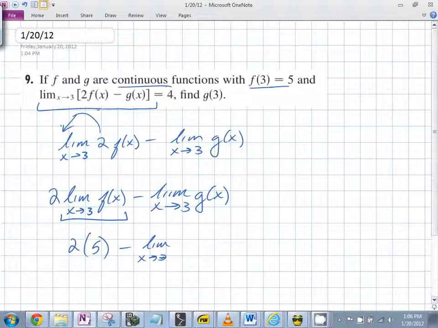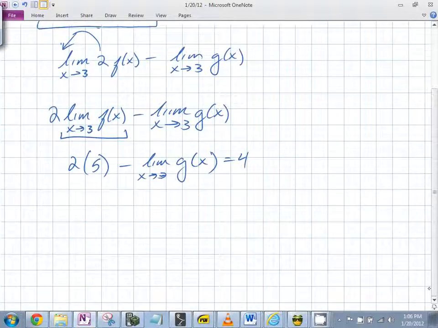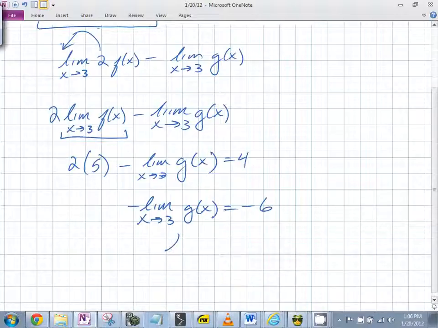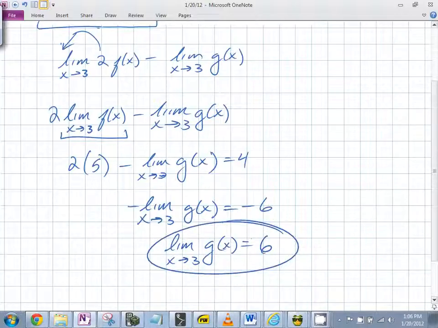What's that equal? 10. So what do we now know? We know that negative the limit as x goes to 3 of g of x has to equal negative 6. So that tells us that the limit as x goes to 3 of g of x is equal to 6. The key thing, everybody, is this step right here, because it's continuous. Because the function is continuous, the limit at the a value is the function evaluated at the a value. That's the definition of continuity we're working with.